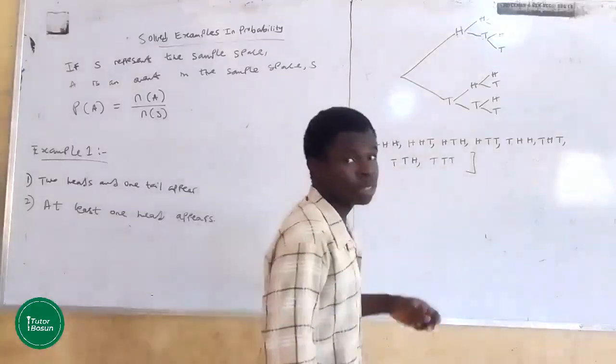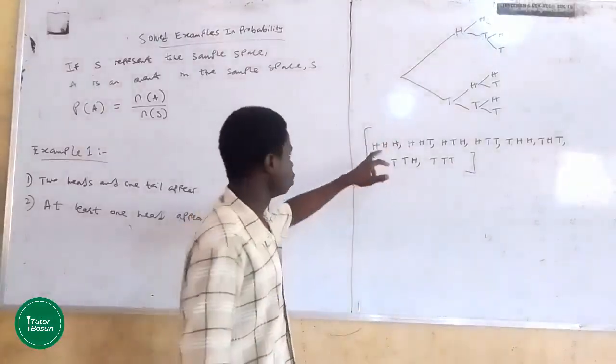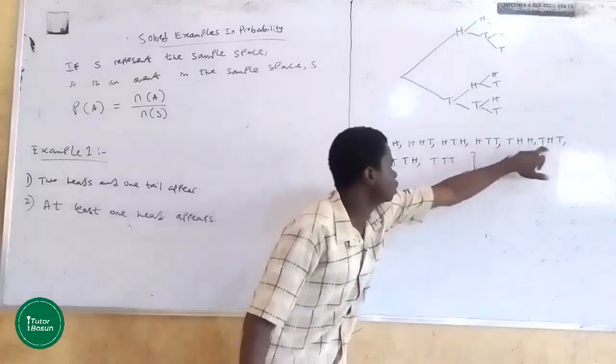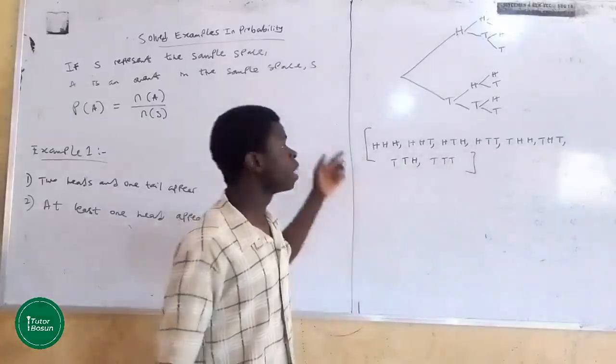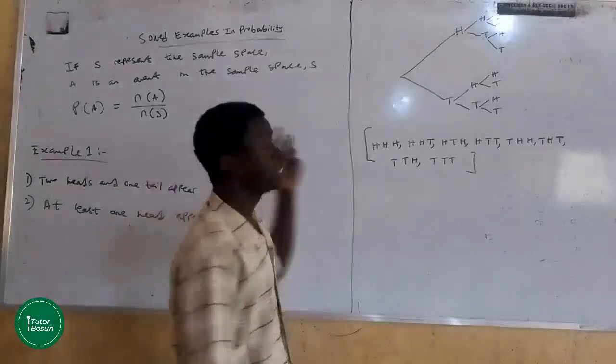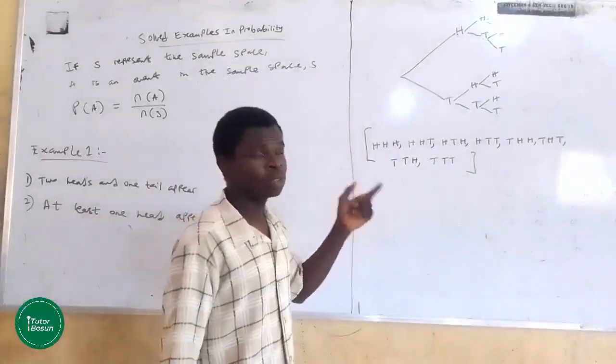So we count everything, and it should add up to 8. So 1, 2, 3, 4, 5, 6, 7, 8. And how do you know it will add up to 8? Because how many coins are we having? We are having 3 coins. So we just say 2 raised to the power n, where n is 3, the number of coins, and 2 raised to the power 3 is 8.